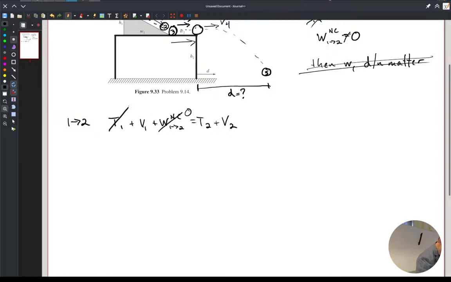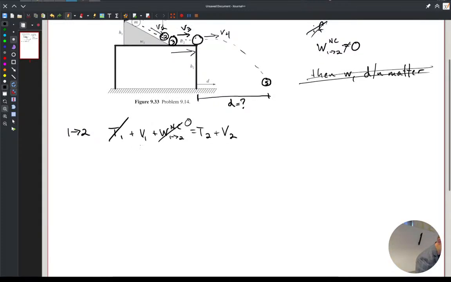Initially, I'm not moving, so I have no kinetic energy, and I have mgh1, if I think of the table as my zero point for potential energy. All that's going to be at the end, because I said the table is 0, I have 0 potential energy, and 1/2 m v2 squared.